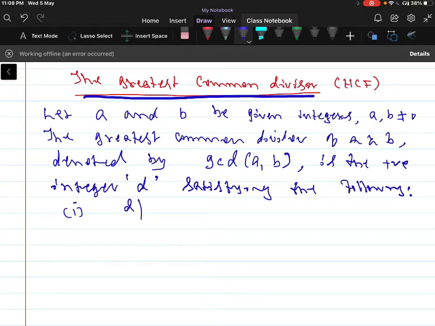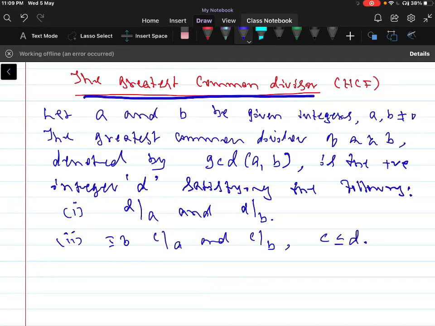First, d divides both the integers a and b. Second condition: if c divides a and c divides b, then c is less than or equal to d. Therefore, the positive integer d is the greatest common divisor of a and b.